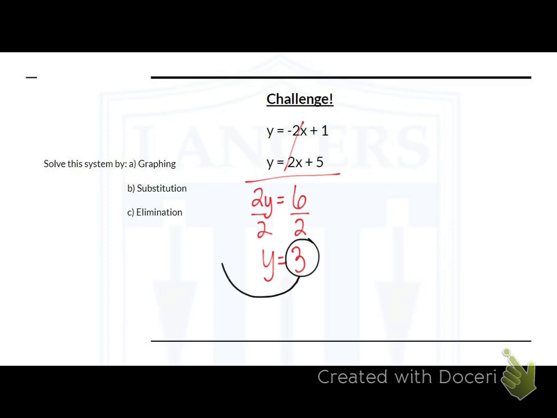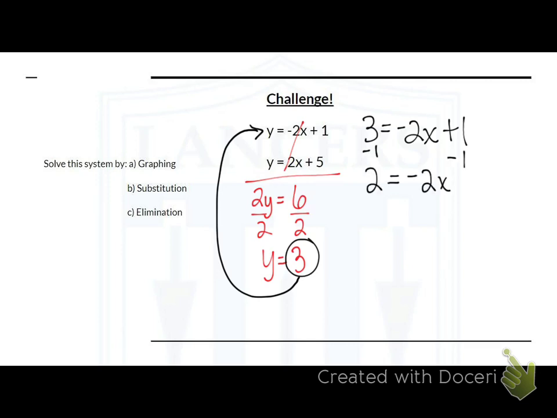So this time when we plug it back in, again, I don't care if you plug it into the top or the bottom, but it's got to go in for y, which means we're going to have a little bit of work to do to get x alone. What's one step I could take? Subtract the 1, and then divide by -2. So what do we get for x? -1. So our ordered pair is -1, 3.